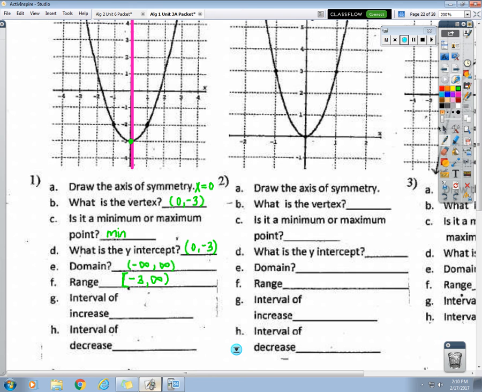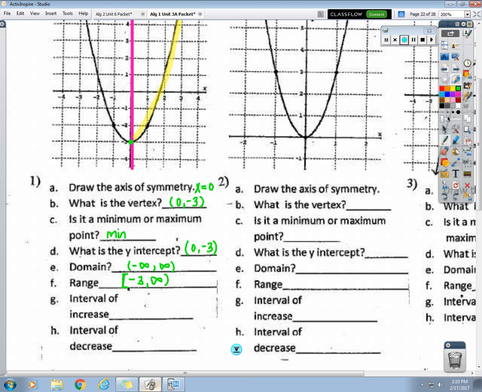Okay, interval of increase. Pay attention because this is kind of new for y'all. You got to read from left to right. So from left to right, aren't we increasing from the vertex up the right side? Another thing you have to keep in mind with intervals is they only care about the x values. So when it started increasing, what was the x value of this point? 0. So it increases from 0 to infinity.